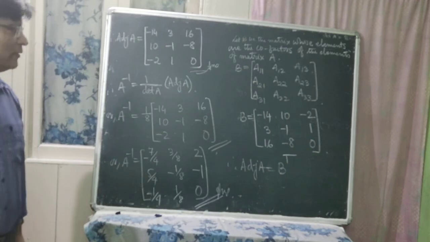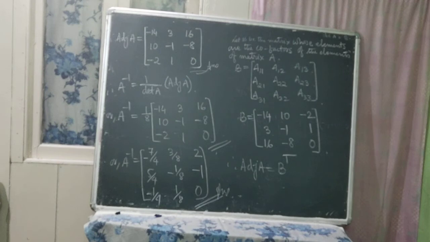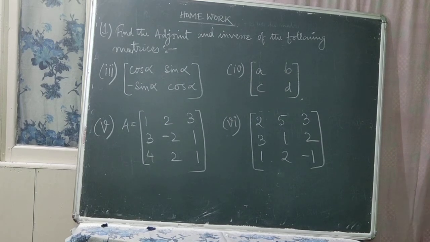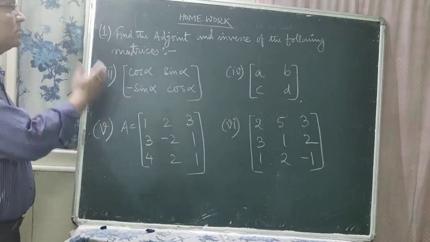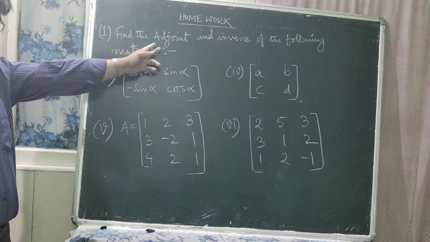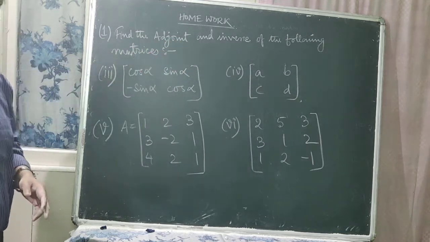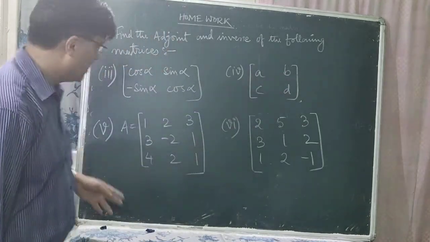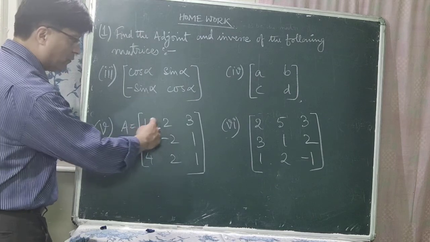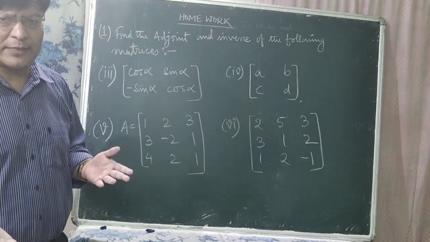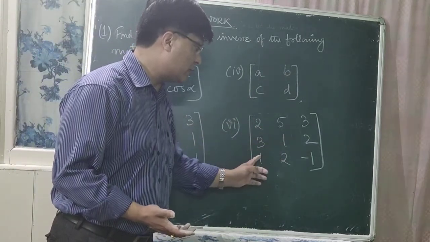Now I will give you the homework. You can practice these at home. Question number 1: first find the adjoint and inverse of the following matrices. Number 3 is a second order matrix: cos alpha, sin alpha, -sin alpha, cos alpha. Number 4 is a second order matrix: A, B, C, D. Number 5 is a third order matrix A: first row 1 2 3, second row 3 -2 1, third row 4 2 1. Number 6 is also a third order matrix: first row 2 5 3, second row 3 1 2, third row 1 2 -1.